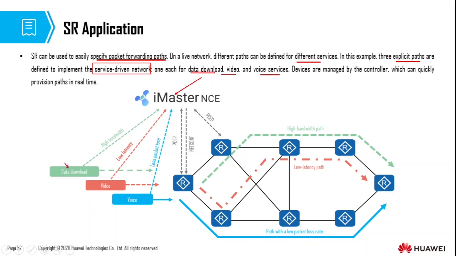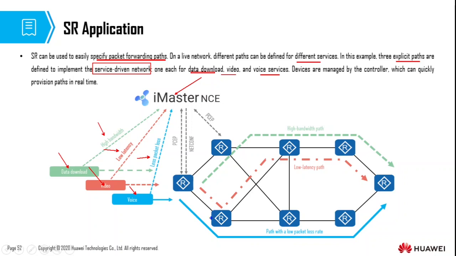Now, the iMaster NCE works depending on the service requirement. For example, downloads need high bandwidth. Video needs low latency, so the video cannot hang. Voice requires less packet loss. So the iMaster controller is able to know the requirement of each of these services and create different paths that will meet these requirements. So the paths are created and delivered to the PE device, so that the segment list can identify the paths.